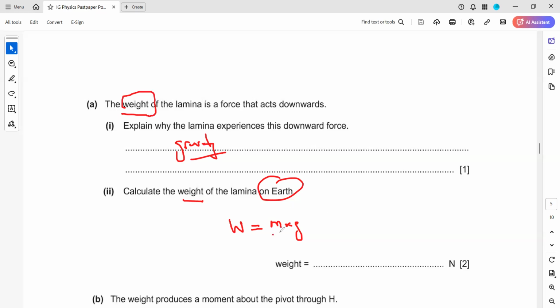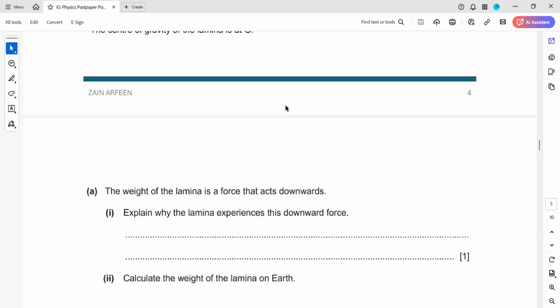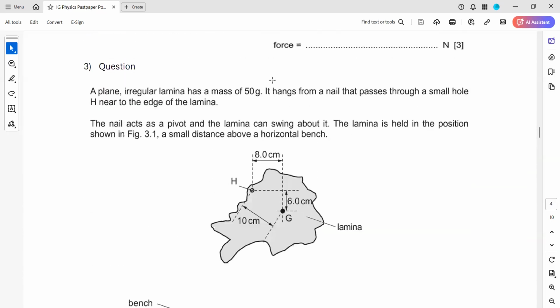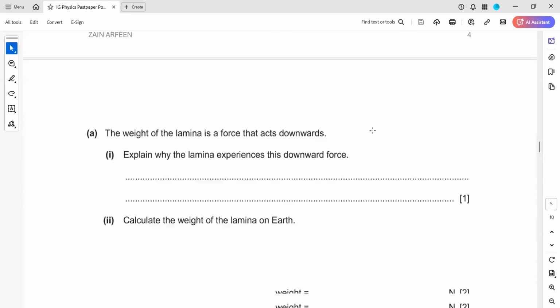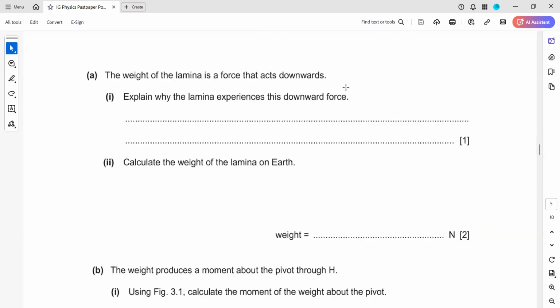Weight is mass times the gravity. The mass should always be in kilogram. Here in the question, the mass is given in gram, so you have to convert into kg. Divide by 1000. The mass is 50 divided by 1000, so 0.05 times 9.8. The answer is 0.49 newtons.